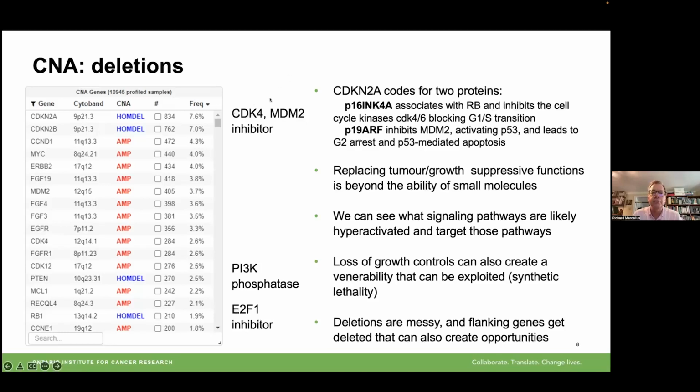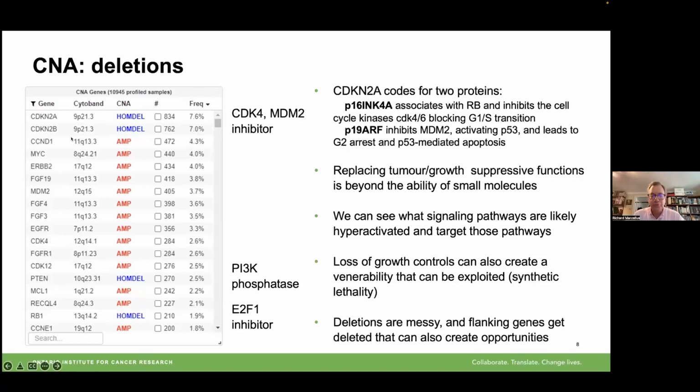That's the CDK4 pushing you through that. And of course, MDM2 shuts down P53. So a tumor cell does not want P53, wants P53 to be shut down. So you don't want the inhibitor of MDM2. So in the little example I'm going to give you here, we're focusing on the CDKN2A.